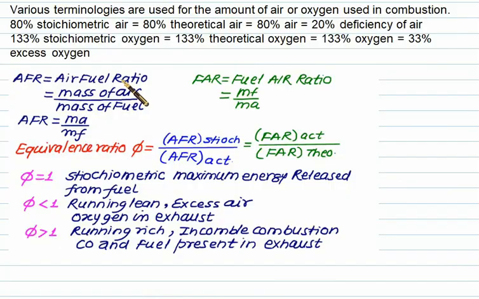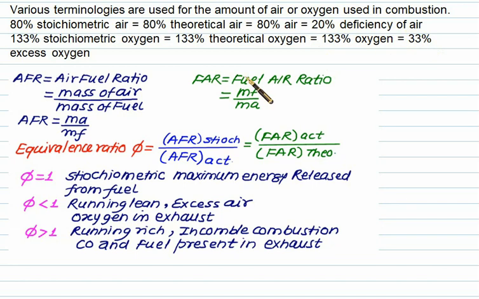Let's discuss the idea of the stoichiometric air-fuel ratio, that is the theoretical air-fuel ratio. Various terminologies are used for the amount of air or oxygen used in combustion. Suppose we have 80% of stoichiometric air, it means that we are using 80% of theoretical air, or simply 80% of air. Naturally, we have 20% deficiency of air.